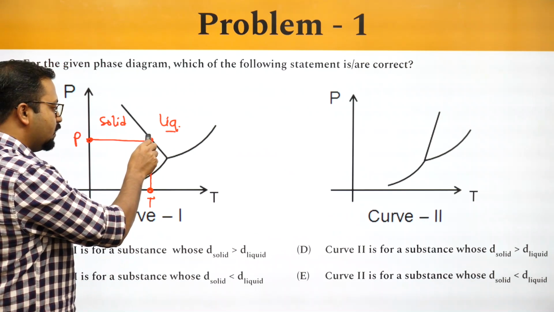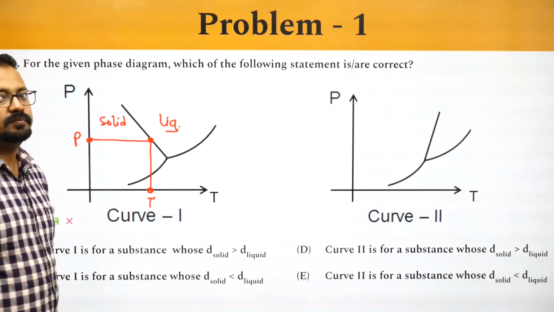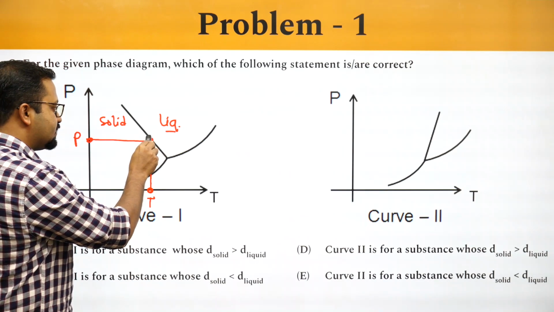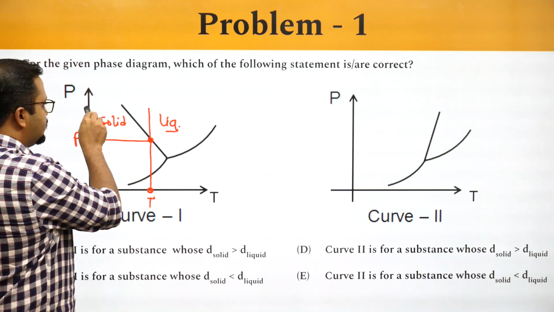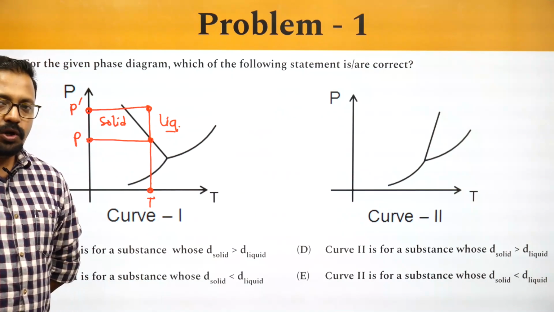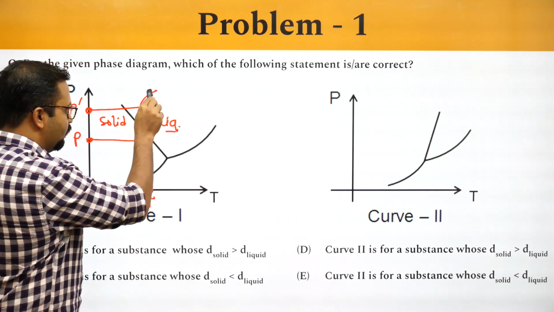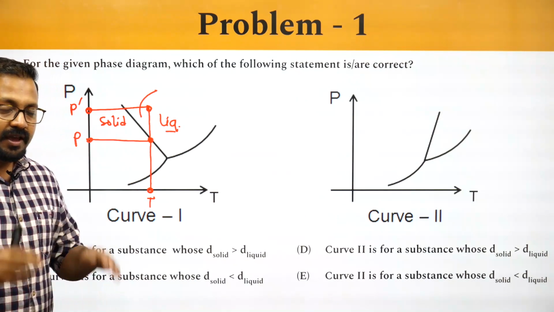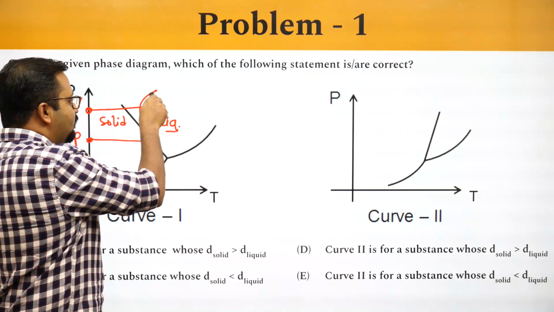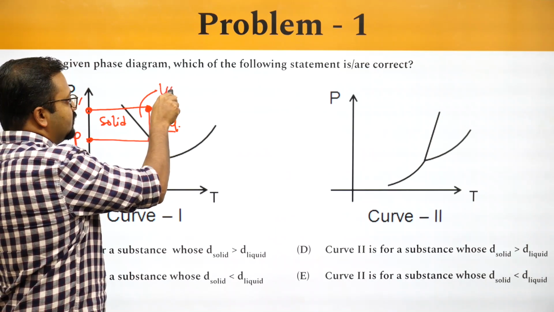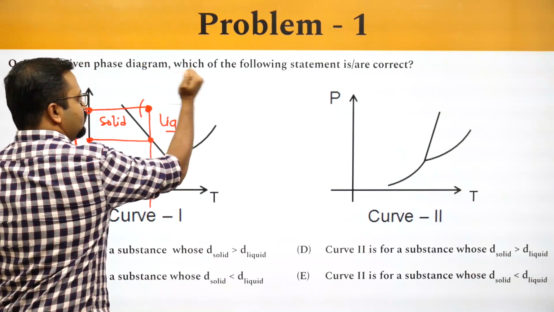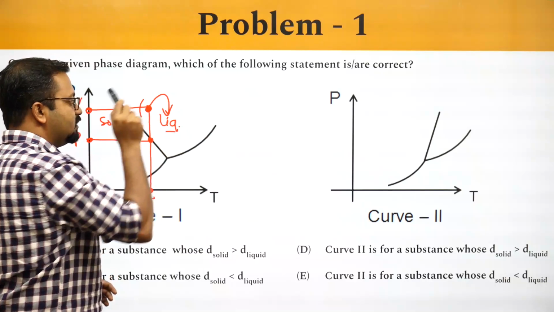And now what I will do is increase the pressure keeping the temperature constant. So if I increase the pressure keeping the temperature constant, let's say the pressure becomes P dash. What do I observe? We started from a region where solid was in equilibrium with liquid, but now we have reached a region where we have only liquid phase. This region lies in the liquid phase.